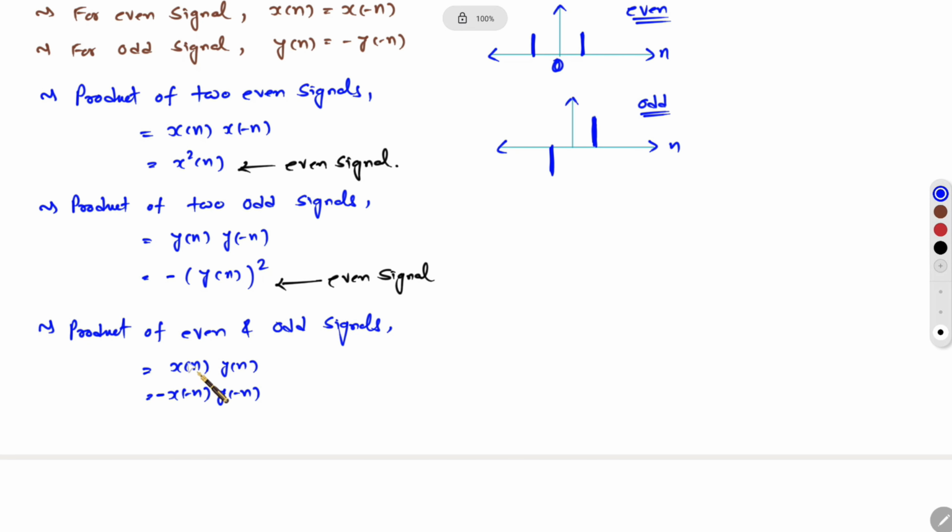If I place x of n equal to x of minus n over here, and keep y of n as it is, then you can observe that with this multiplication we have negative symmetry, like the odd signal. That's why the multiplication of an even and an odd signal will always be an odd signal. So always remember this: even into even will be even, odd into odd will be even, and even into odd will be an odd signal.